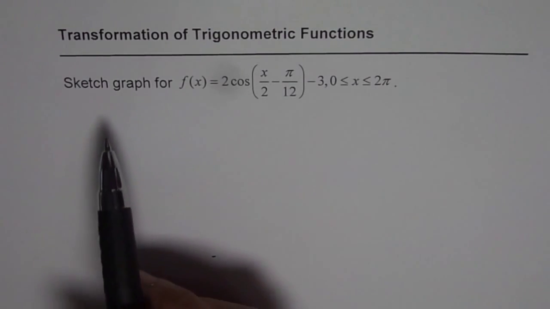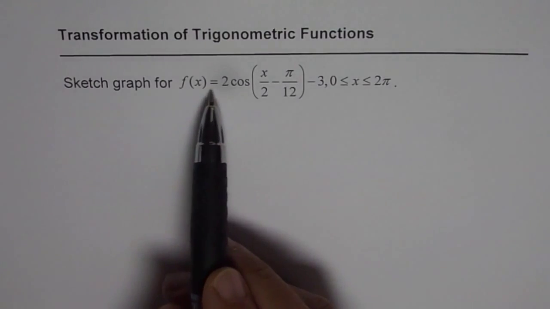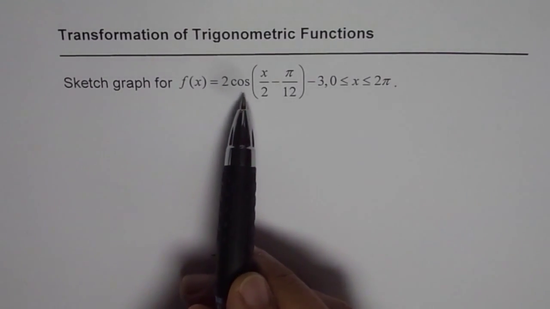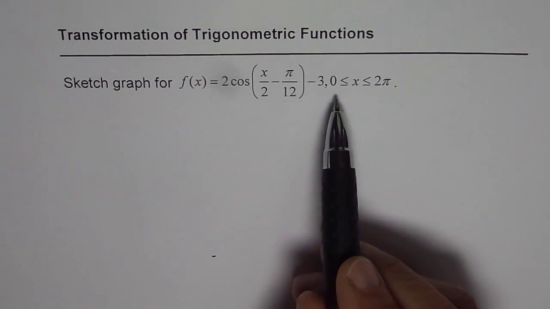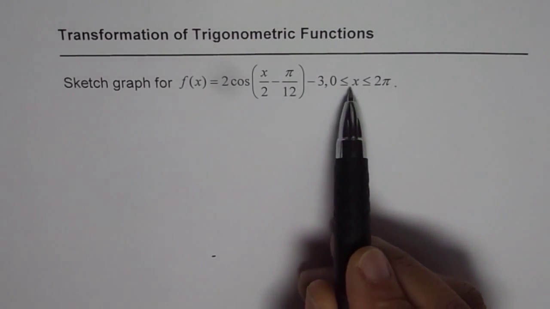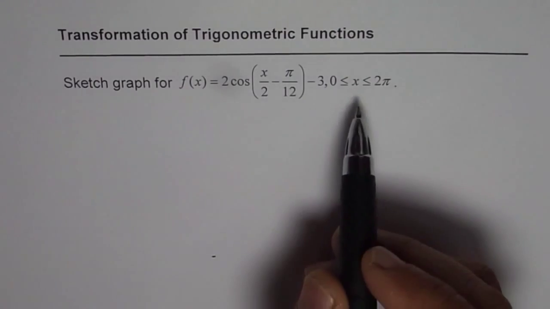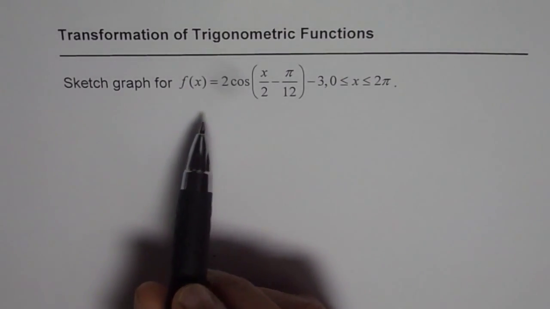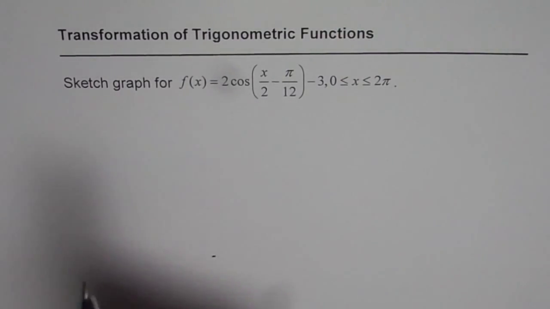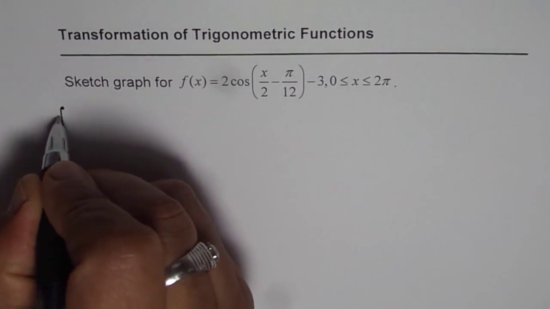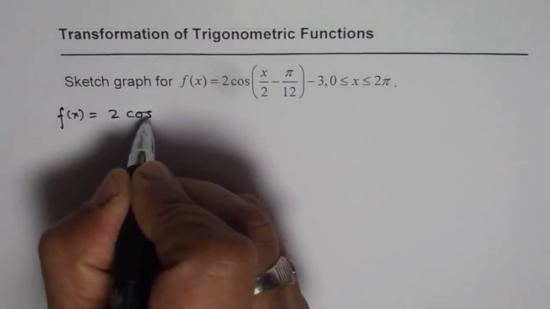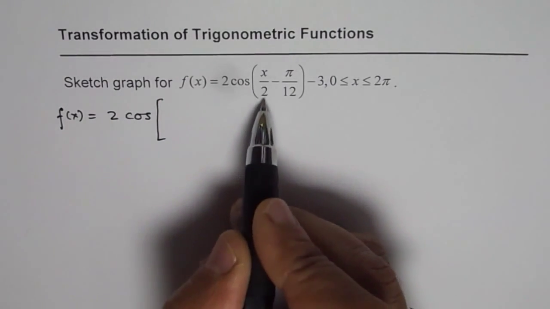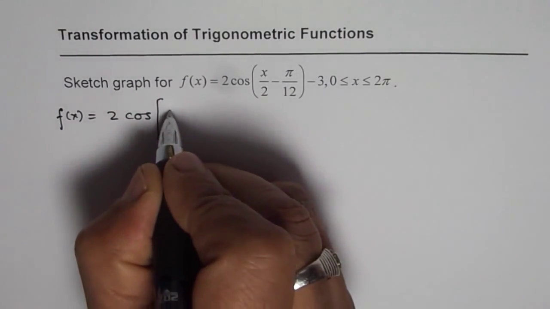So the question here is, sketch the graph of f of x equals 2 times cos of x over 2 minus pi by 12, minus 3, within a time period of 0 to 2 pi. So what we will do here is first analyze the function and then sketch it. So what we are given here is f of x equals 2 cos. Now always I prefer to factor out the term here, which is half.